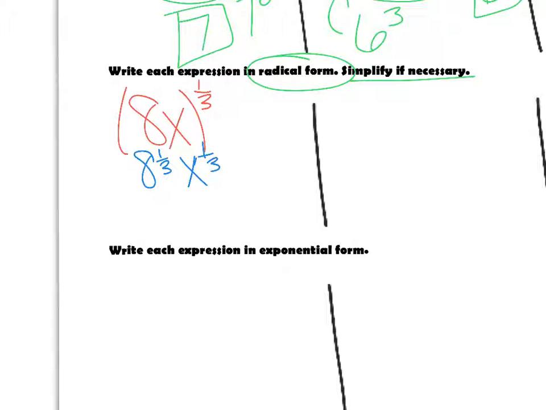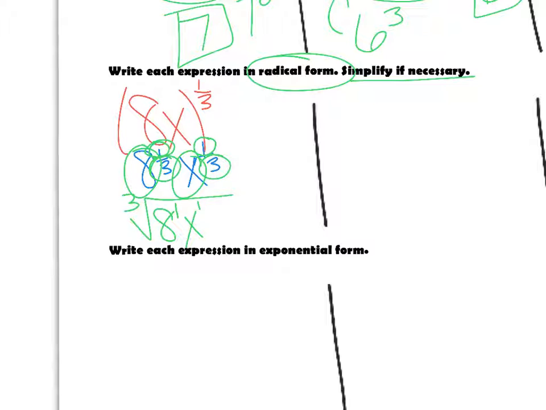So what we want to do is write this in radical form. So remember, in radical form, the base stays the same, okay? The 8 stays the same. The numerator is your exponent, so this is 8 to the 1st. The 3 is your index. If I do the same thing with the x, the base stays the same, and we're going to take exponent over index, which is the same. It's going to be a 3.